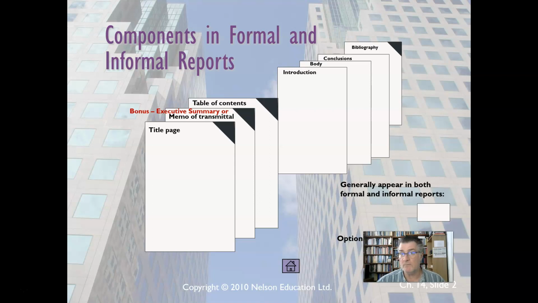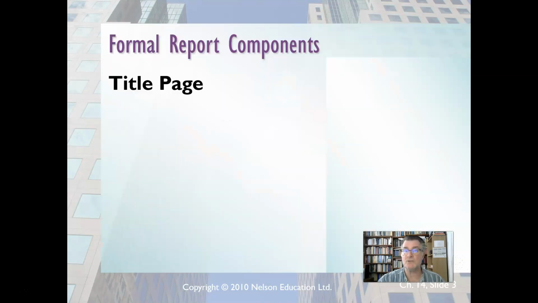Now, form is usually distinguished from content, and the content would be essentially here, in your body paragraphs in this section. For the time being, formally speaking, your report should have the following pages: title, memo, contents, introduction, body paragraphs, conclusion, and a bibliography. So in terms of the structure, that's essentially what you want to look at.